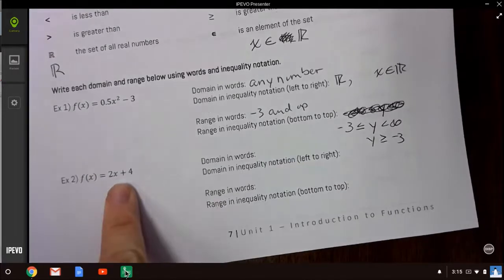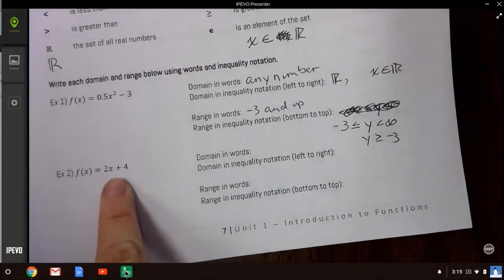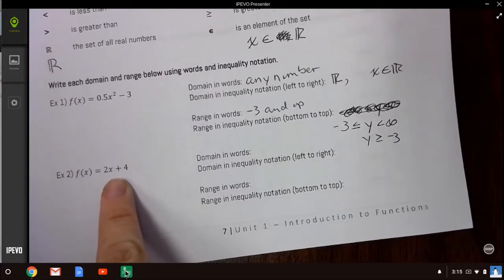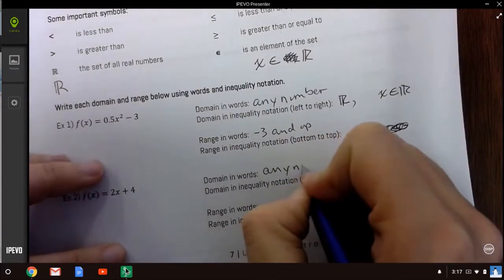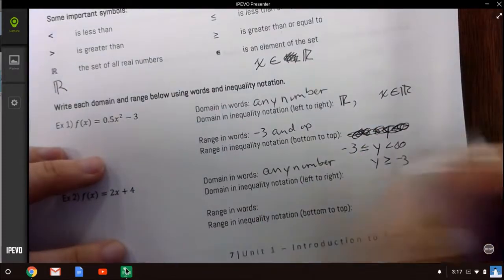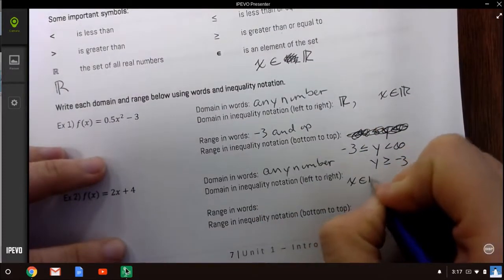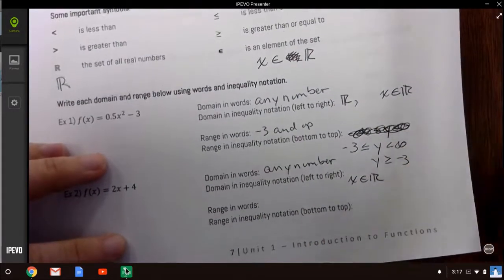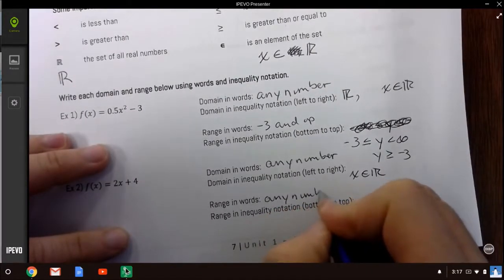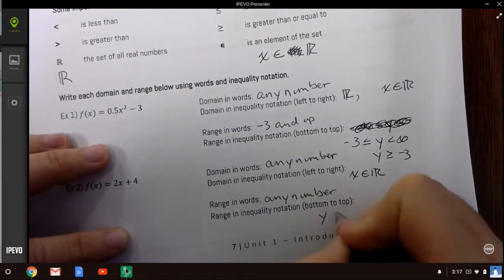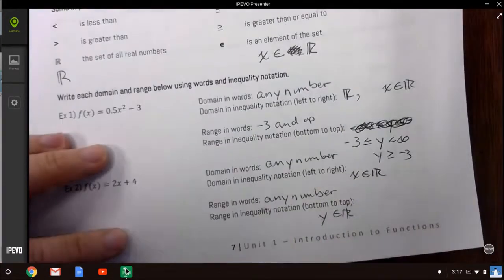So this is a linear function, and as you know from your foldable, your domain and range are going to be the same on here. So any number, my domain is really any number at all, which we would say x is an element of the real numbers. And the range, same thing. I can have any number as my y value. So I would say y is an element of the real numbers.